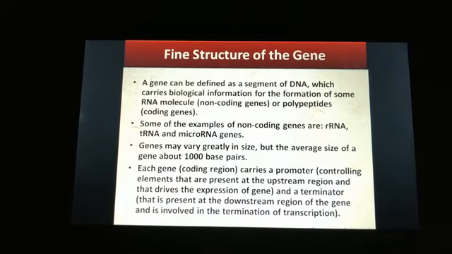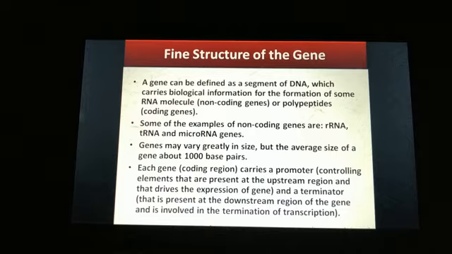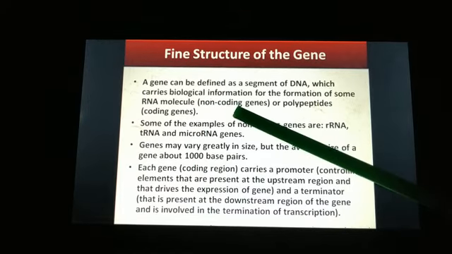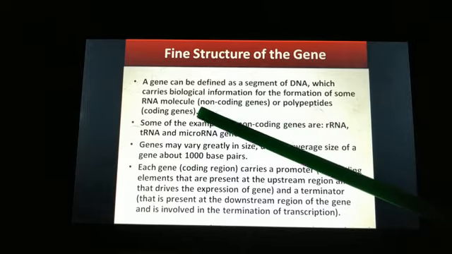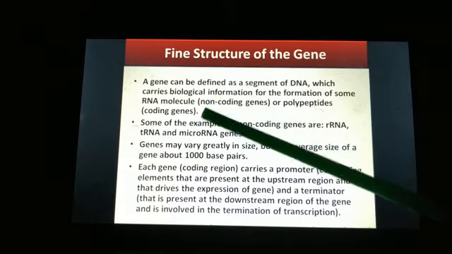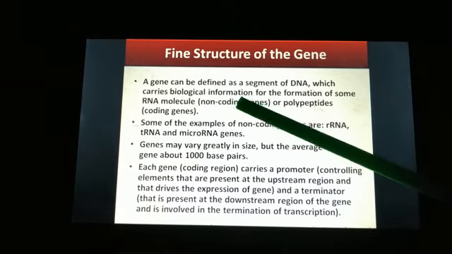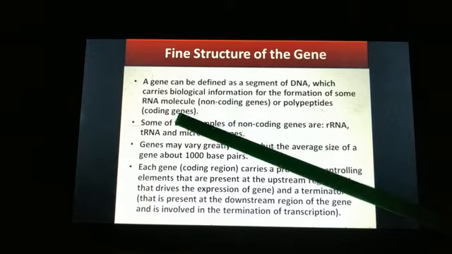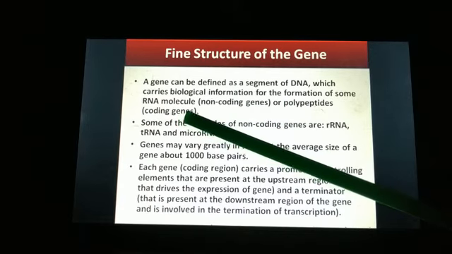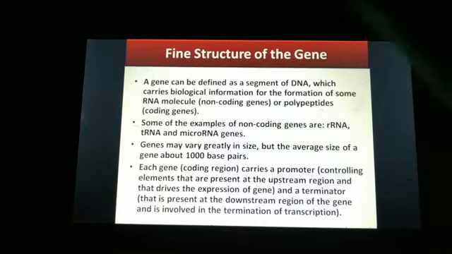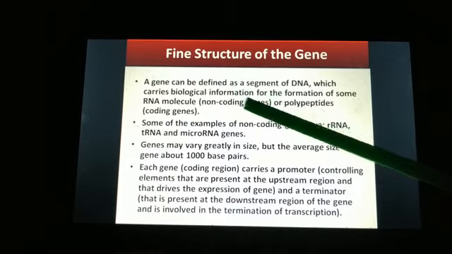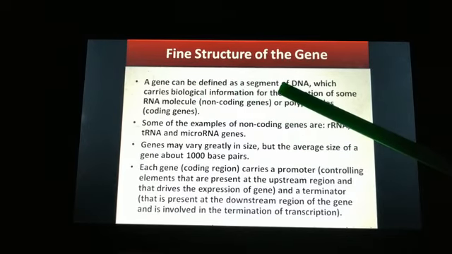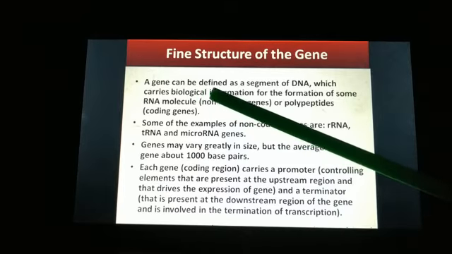A gene can be defined as a segment of DNA which carries the biological information for the formation of some RNA molecule, that can be non-coding genes or coding genes. So genes can be of two types: non-coding genes, which do not code for any protein, and coding genes, which will code for some proteins. So these genes are a segment of DNA that will carry the information in it.